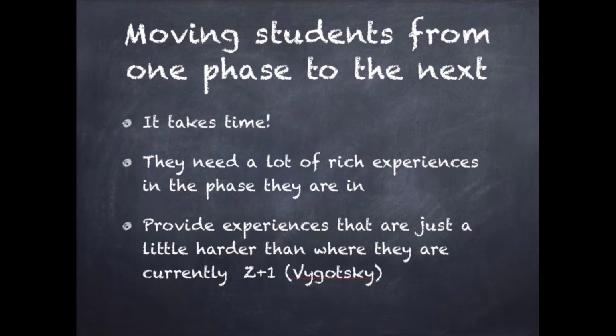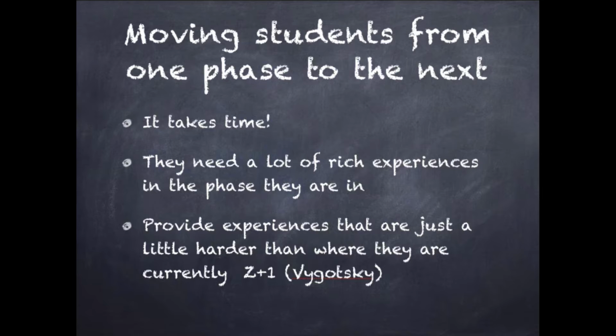So, how do we move students from one phase to the next? First of all, it takes time. These are developmental levels, and some students are able to move through phases faster than others. We have some kindergartners working in a quantitative, almost a partitioning phase, and we have some second graders working in a matching phase. So they also need lots of rich experiences in the phase that they're in. If they're really struggling, they need specific rich experiences in the phase that they're working in.